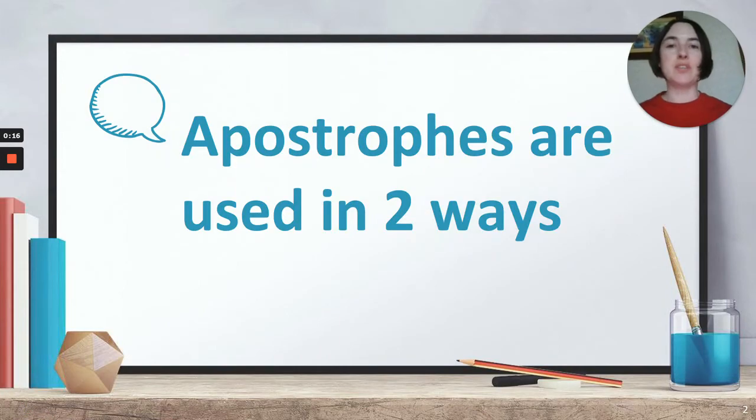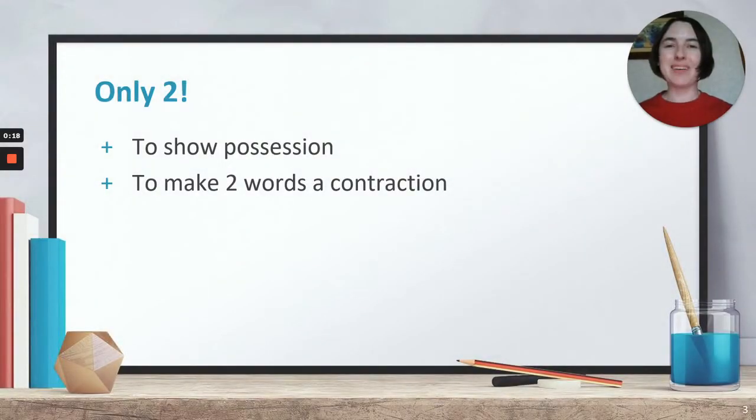Apostrophes are used in just two ways. That's right, only two. They show possession and they make two words into a contraction. They do not make words plural, and that's where you most often see the mistake.